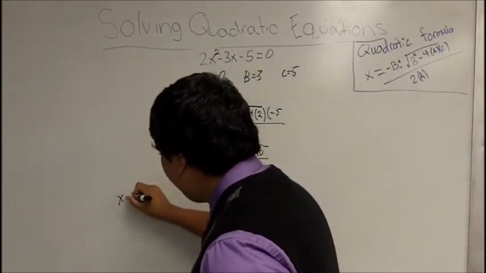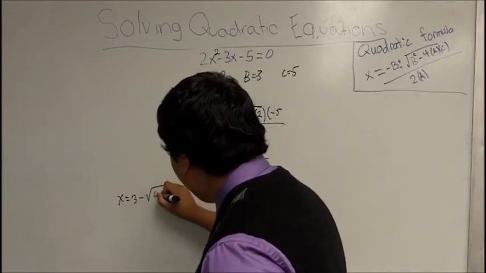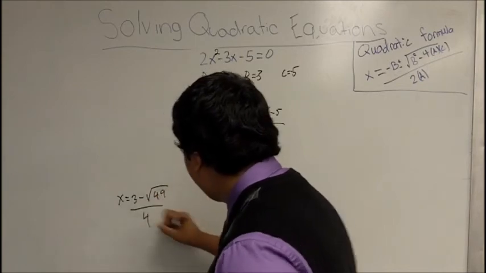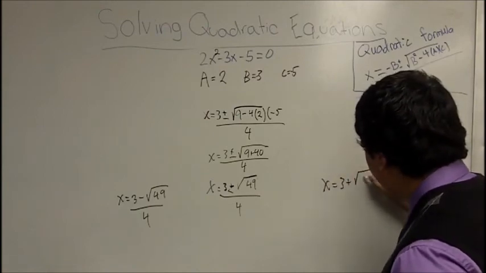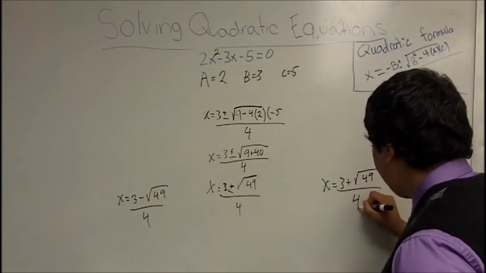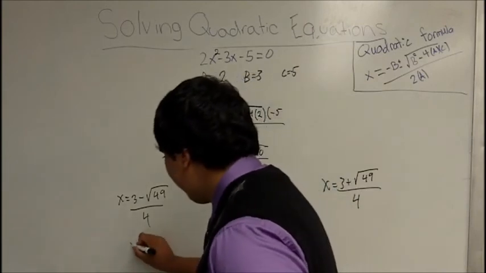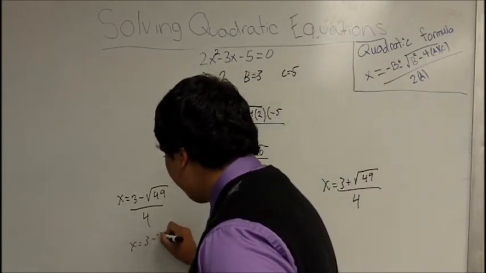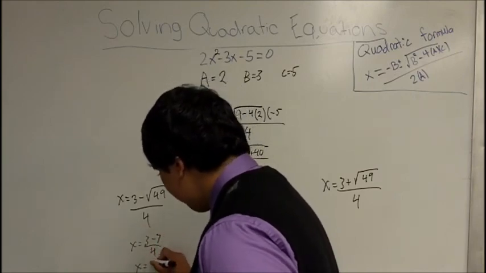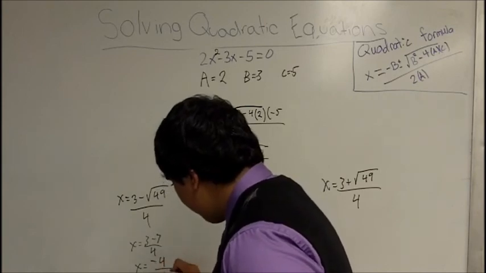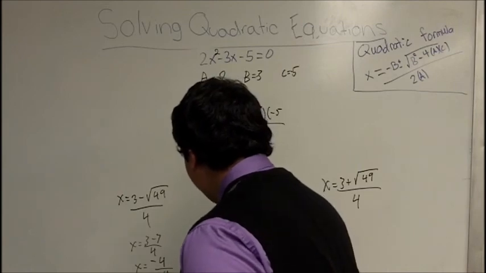So here we can have x equals 3 minus the square root of 49 all over 4. And here we can have x equals 3 plus the square root of 49 all over 4. And so we know that the square root of 49 is 7, so we can do x equals 3 minus 7 all over 4. Now 3 minus 7 goes to negative 4. And so we know that x equals negative 1.